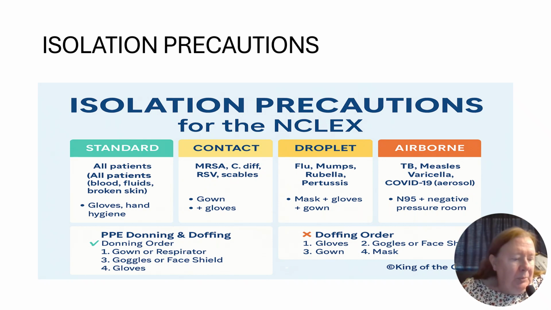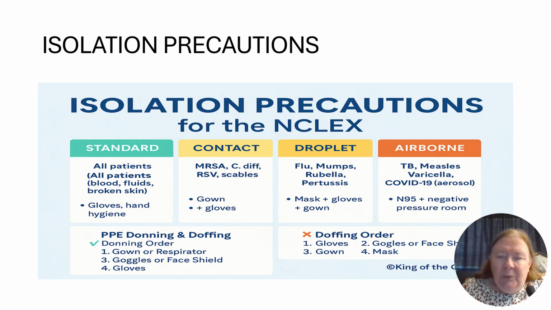Next is droplet precaution. Should be used with flu, mumps, rubella, pertussis, and the healthcare provider would wear mask, gloves, and gown. Last is airborne precaution. Should be used for TB, which is tuberculosis. You have to know that abbreviation because it may be on your NCLEX like that. Tuberculosis, measles, varicella, and COVID-19.